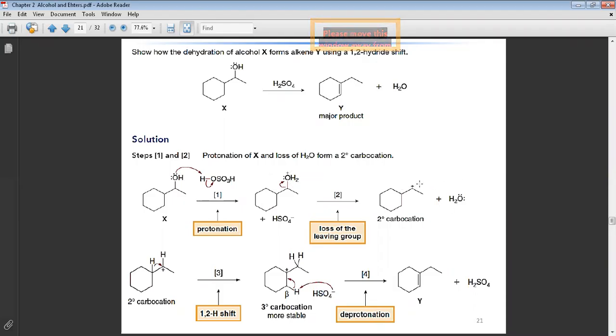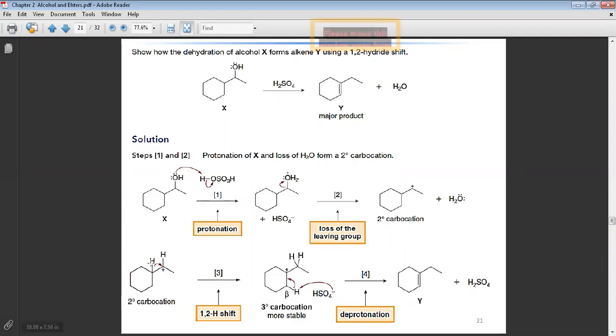This carbocation is secondary, so it rearranges. If we shift from the right, it would become primary, which is worse. No, we want this one, from the left. From the left, what do we have? Do we have alkyl or hydrogen? We have hydrogen. That means a 1,2 methyl shift or a 1,2 hydride shift? Yes, a 1,2 hydride shift.